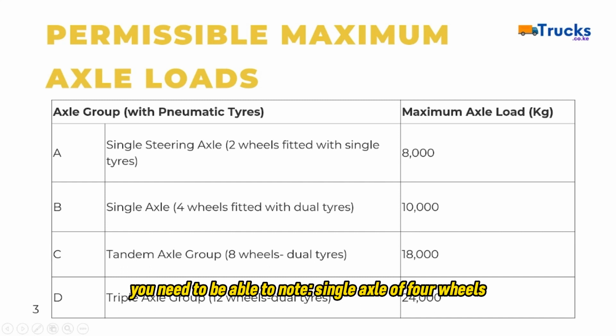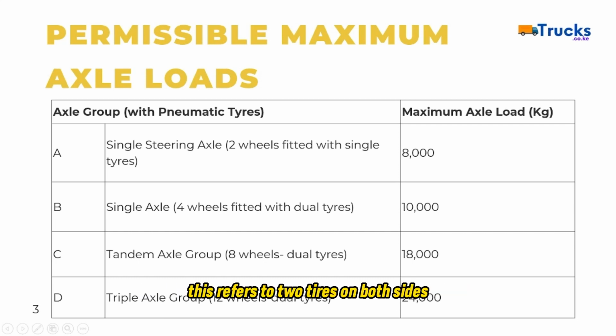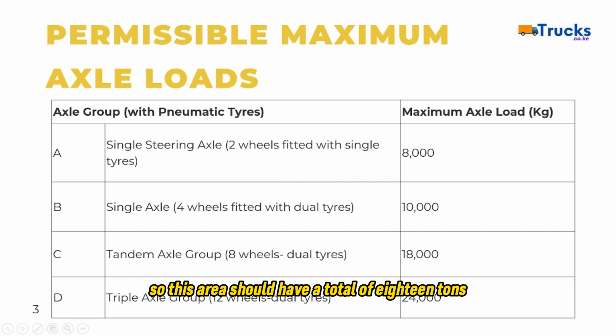Then from there, you need to note the single axle of 4 wheels. This refers to 2 tires on both sides, towards the rear part of the truck. We'll have a maximum of 10 tons, which is 10,000 kilograms. Then for the tandem axle group, these are 8 wheels, dual tires. For example, if you have a 10-wheeler, at the front you have your single steering axle, at the back you have your 2 axles, which are together. So that's a total of 8 tires. This area should have a total of 18 tons.